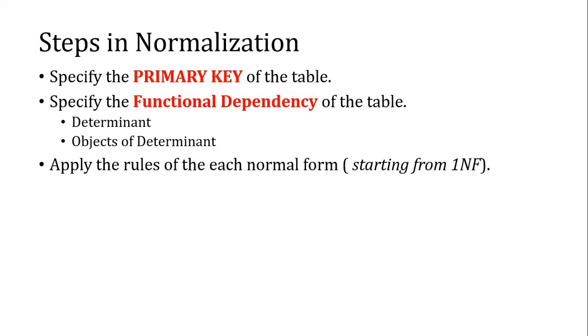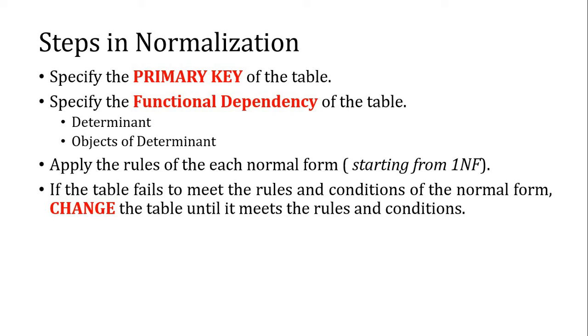The third thing is to apply the rules of each normal form. Each normal form has a grammar, a set of rules, a constitution to qualify as that normal form. Suppose you want to bring your database to a normal form like BCNF, Boyce-Codd normal form. You have to start from the first normal form, then second normal form, then third normal form, then Boyce-Codd normal form. So you have to follow from the lower part to the higher end.